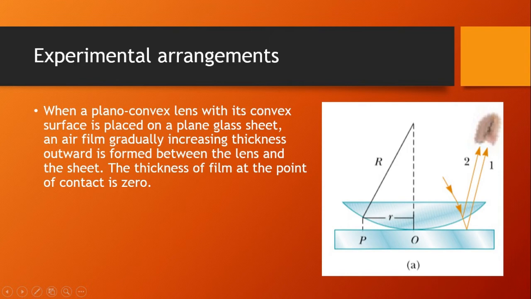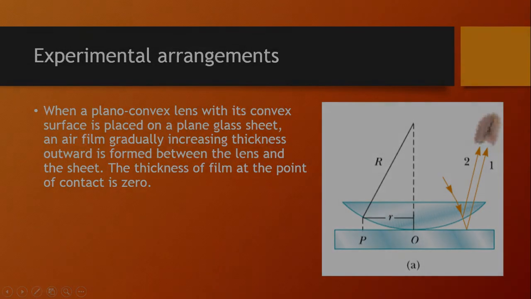The contact point O will be dark because ray 1 undergoes a 180-degree phase change upon external reflection, that is, at the flat surface, and ray 2 undergoes no phase change upon internal reflection, that is, at the curved surface. So the interference will be destructive here.